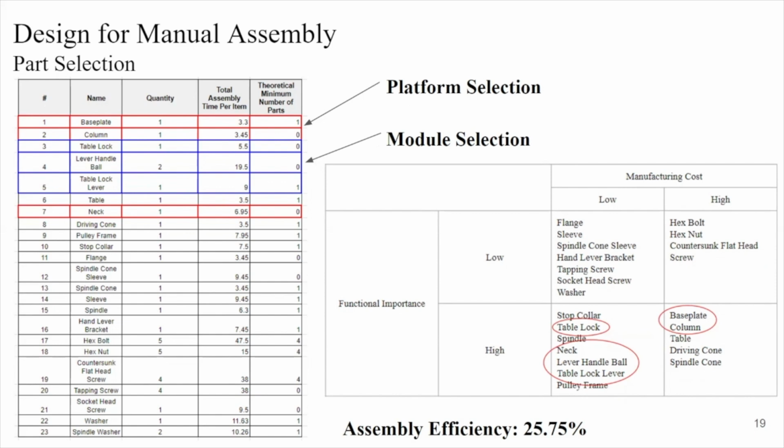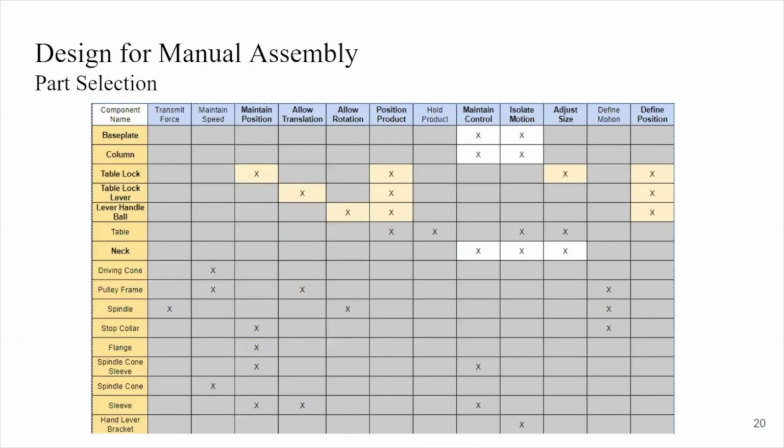The assembly efficiency was 25% and 5%. As we can see from the functional matrix, the base plate, column, and neck share the same function of maintaining control and isolating motion. As for the table lock lever and lever handle, they share the same function of positioning product and defining position. By having the same function, it makes it a lot easier to consolidate the parts.